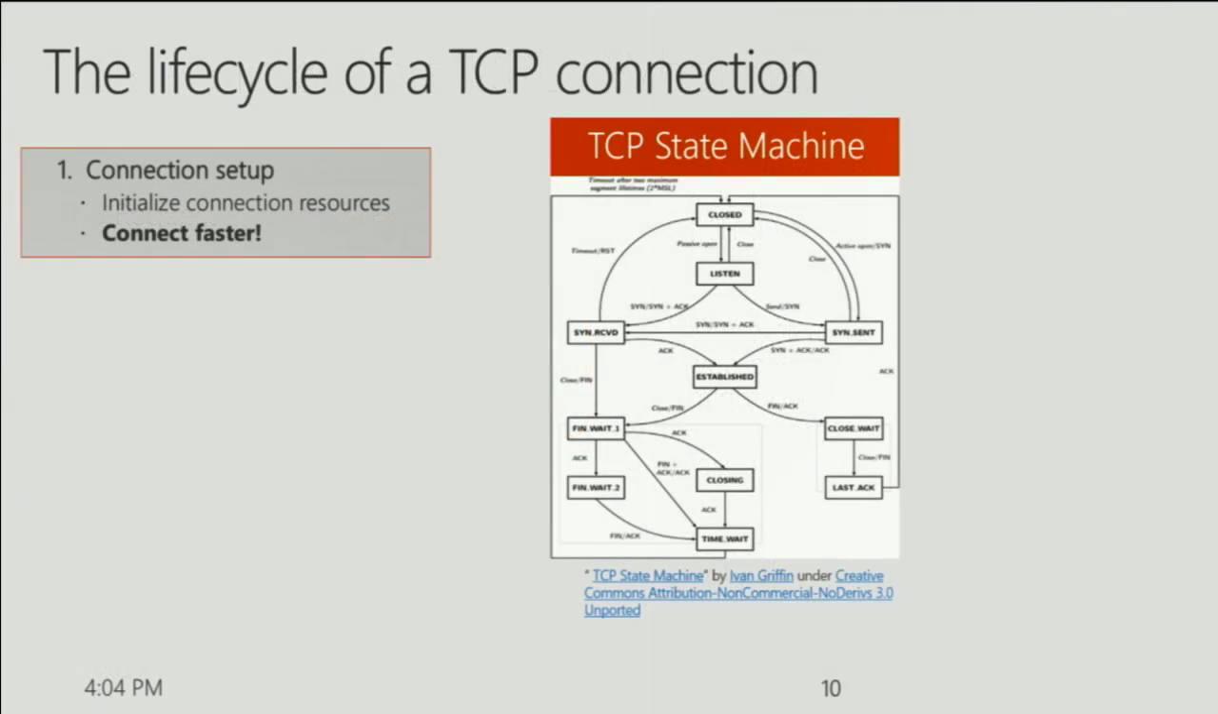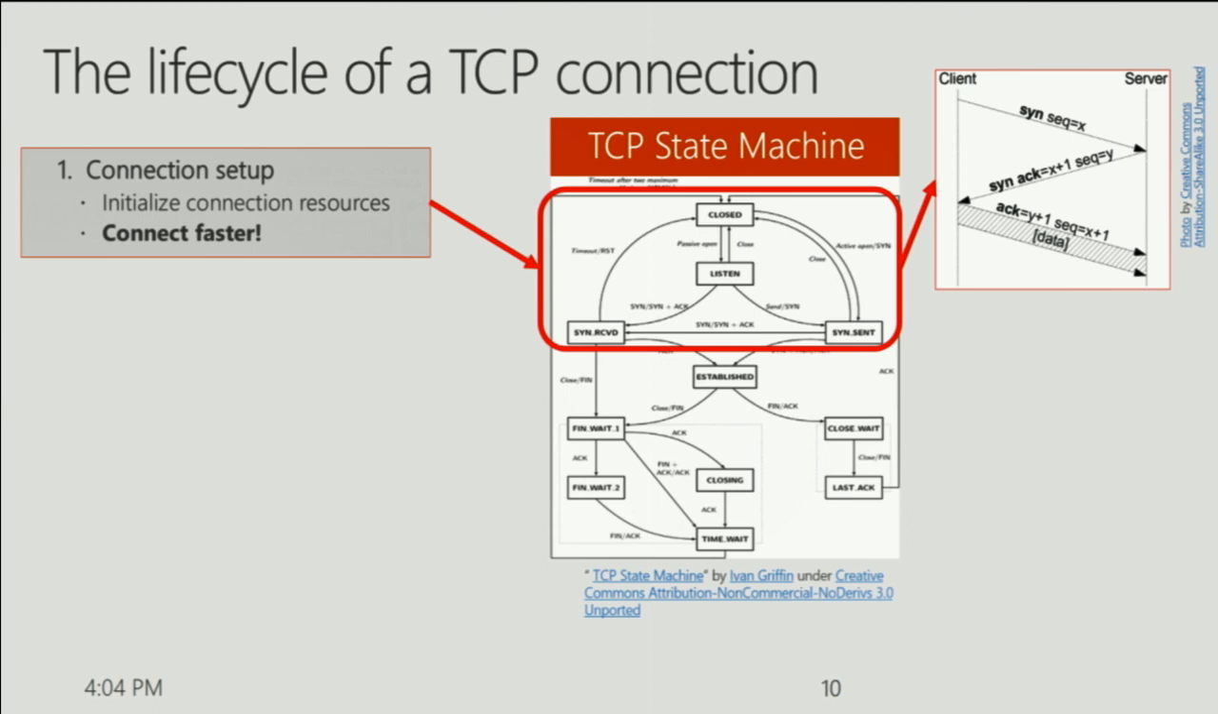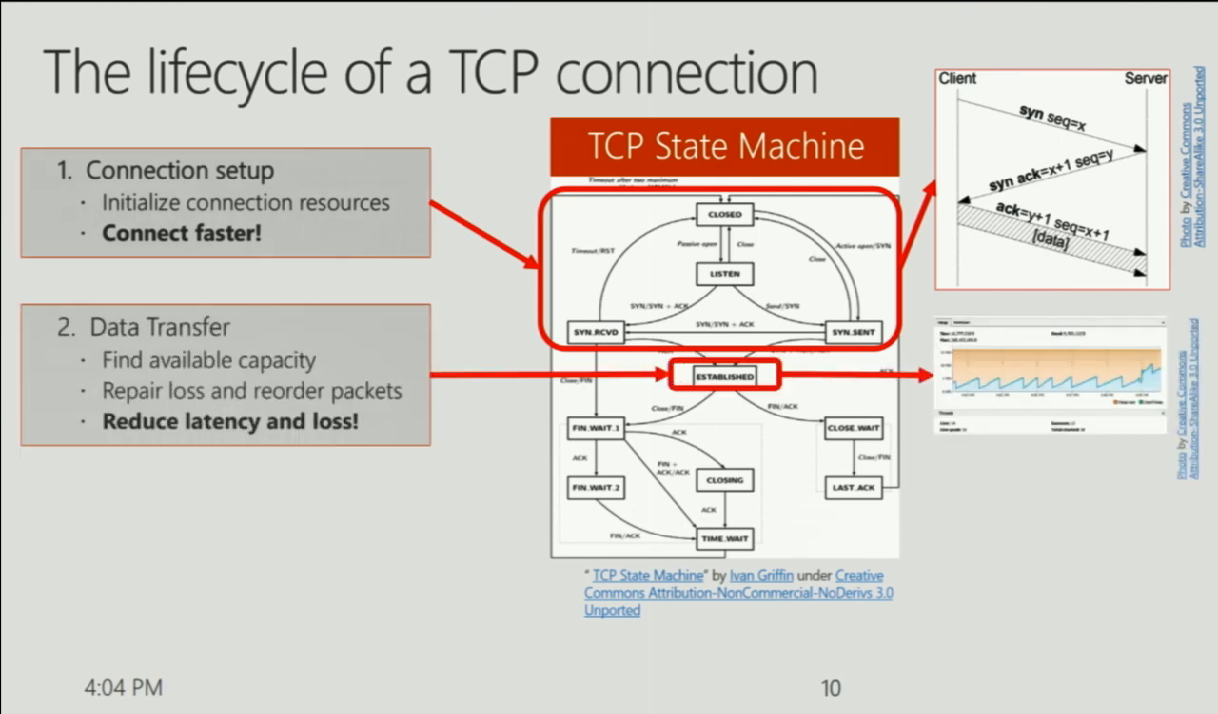Okay, so we see the TCP state machine on one side, and it's quite complicated, but I'm just going to break this into the 3 parts of a TCP connection lifecycle. We start with connection setup, where we initialize the connection resources. That's that big chunk on top. You see the three-way handshake. That's 1.5 RTTs burned up right there. So at Windows, we think that what users want from us in this portion of the TCP lifecycle is to connect faster. Okay, connection's done, now we can begin data transfer. On the right-hand side, we have the typical TCP sawtooth that it uses when it's transferring data.